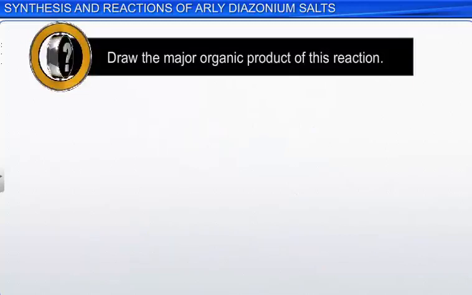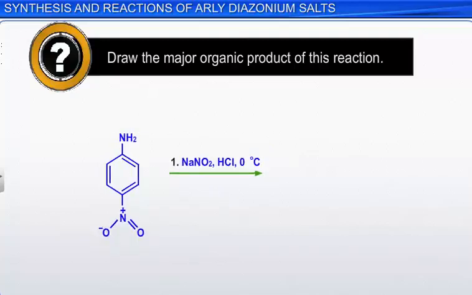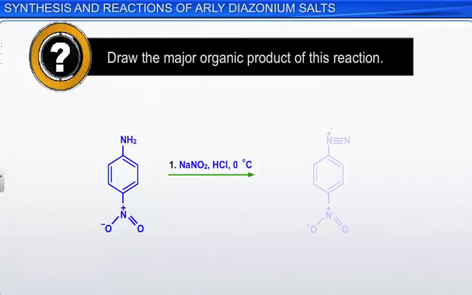You should recognize the steps involved. Step 1 produces an aryl diazonium ion. In step 2, treatment with potassium iodide replaces the diazonium ion with iodine.